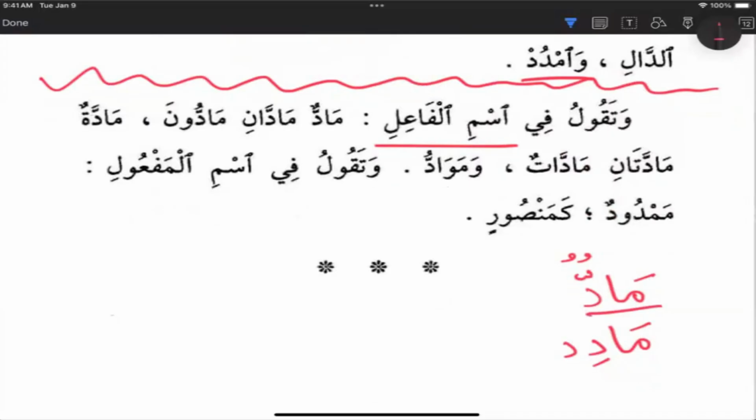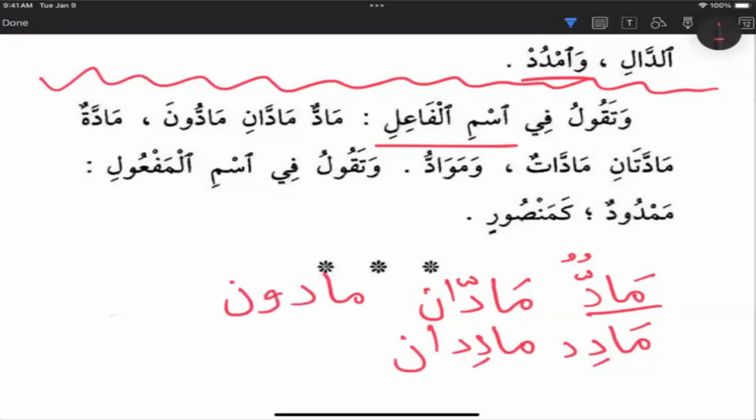Yeah. So the origin is madid, and then the plural and the dual also follow. You say madan. The origin is madidan, like fa'ilan. And the plural is madun. The origin is madidun. فاعلون، قل يا أيها الكافرون، فاعلون، ماددون، مادون.